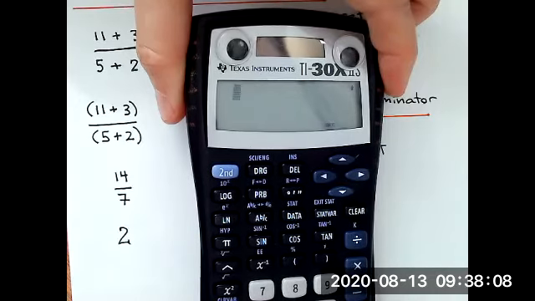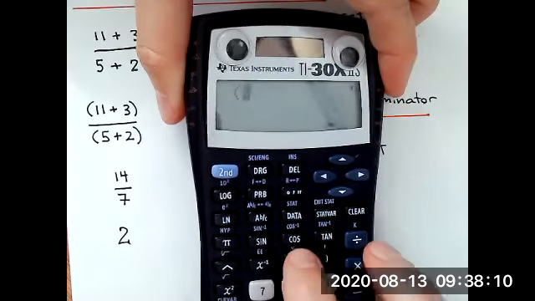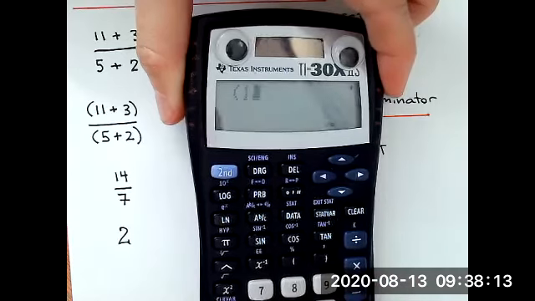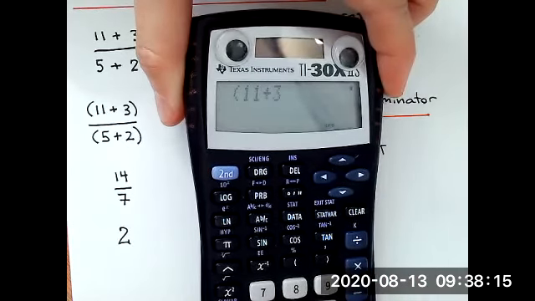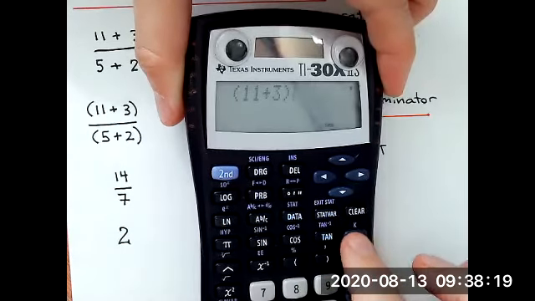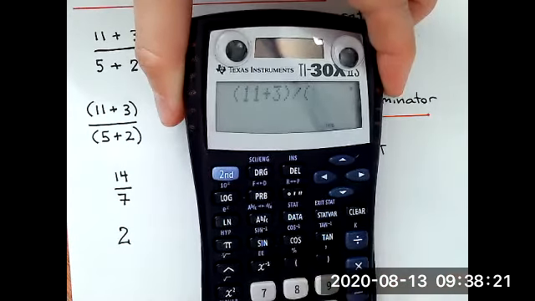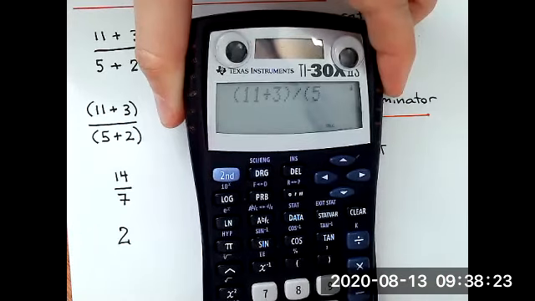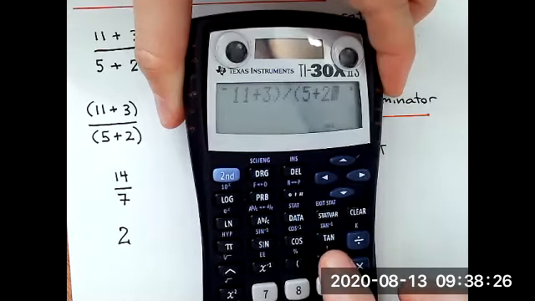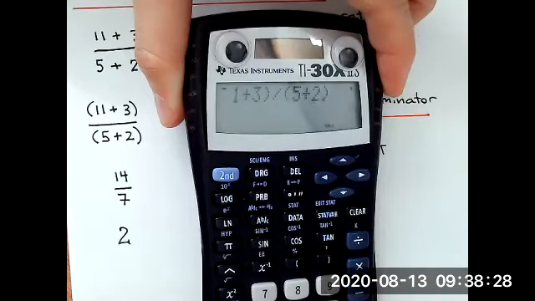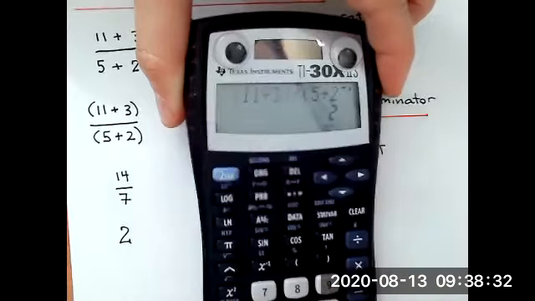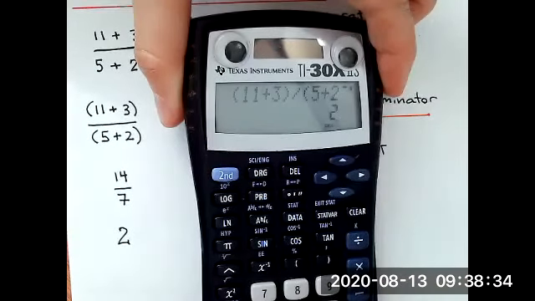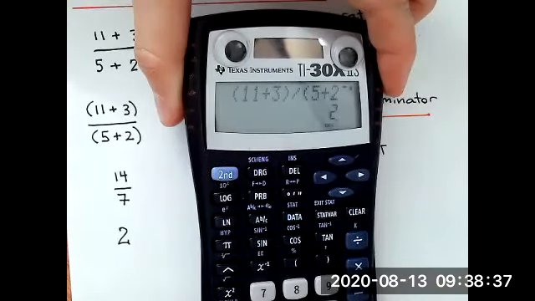So the way you check it with the calculator: parentheses, 11 plus 3, close the parentheses, then divided by, parentheses, 5 plus 2, and don't forget to close the parentheses. If you type it in without parentheses, you'll get a very strange looking answer. Let's do another example.